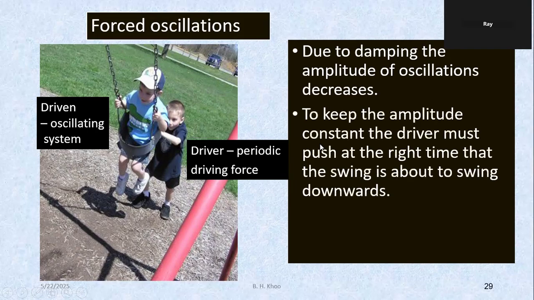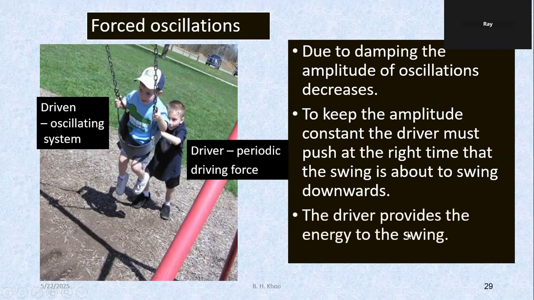To keep the amplitude constant, the driver, this boy, must push at the right time. That is the swing's natural frequency. As it comes there, you push it. As it comes back, as it's going down, you push. So energy for this system is supplied by the driver. That's why the amplitude stays constant. The driver provides the energy to the swing.